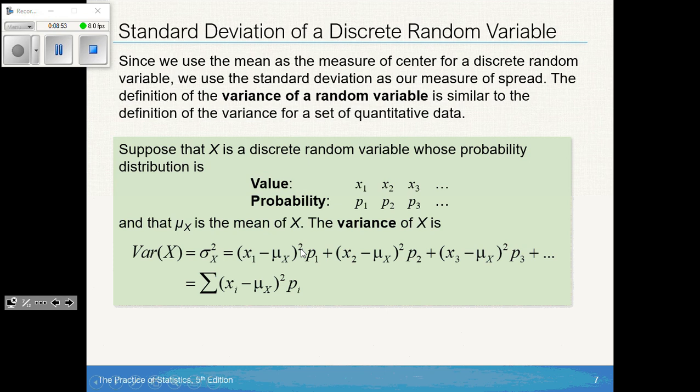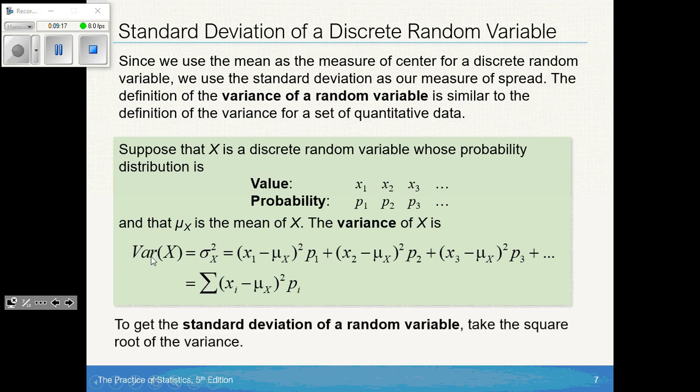Squared, why do you suppose I need to square it? Well, if I don't, they'll all add up to 0. And then this probability is this number here. So here's the way it works. It's each of these numbers minus the mean squared times its likelihood of occurrence. Add all those up, and that's called the variance. The standard deviation is the square root of that.